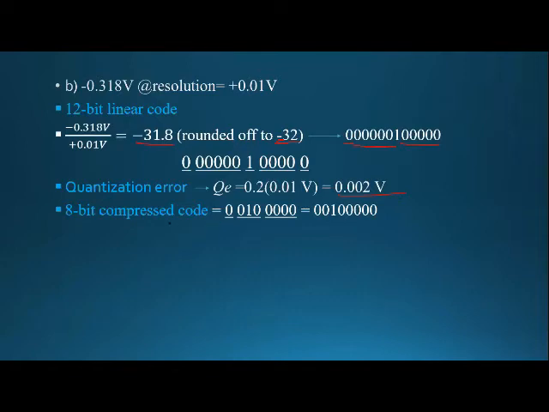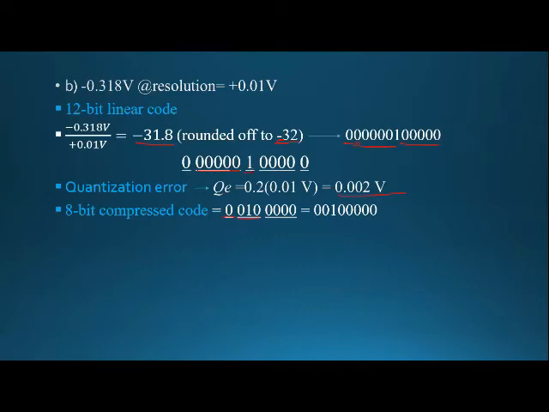Next is the 8-bit compressed code. For the 8-bit compressed code, we copy the sign bit here, then count the number of trailing zeros before the first occurrence of 1, that is 5. 7 minus 5, that is 2. Then this 2 is converted to a 3-bit binary code. So that is 0, 1, 0.